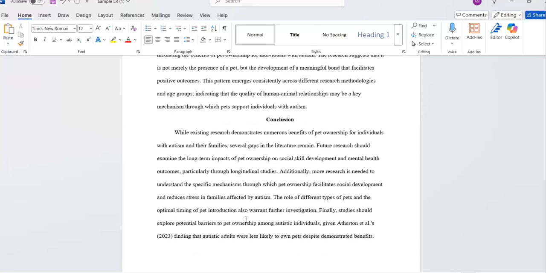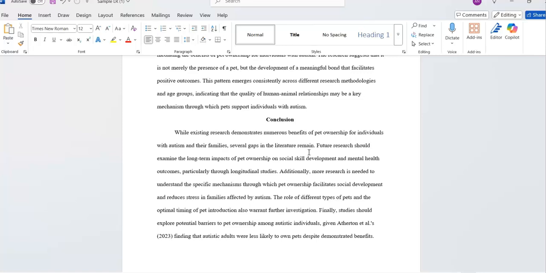Now, your conclusion is going to do something a little bit different. So, you want to wrap up. So, while existing research demonstrates the benefits of pet ownership, so you're going back to what you said you were looking for, several gaps in the literature remain. Here's where you discuss what needs to still happen.